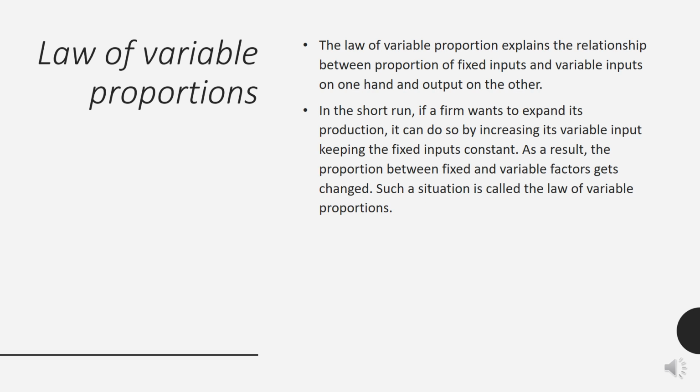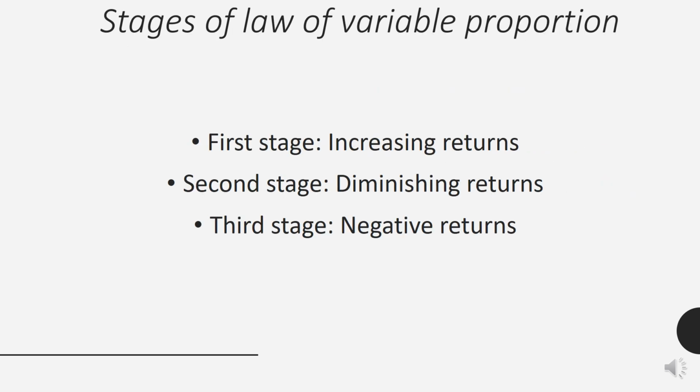In this short run analysis, the production takes place in three different stages: first stage, second stage, third stage. The first stage, increasing returns; second stage, diminishing returns; third stage, negative returns.